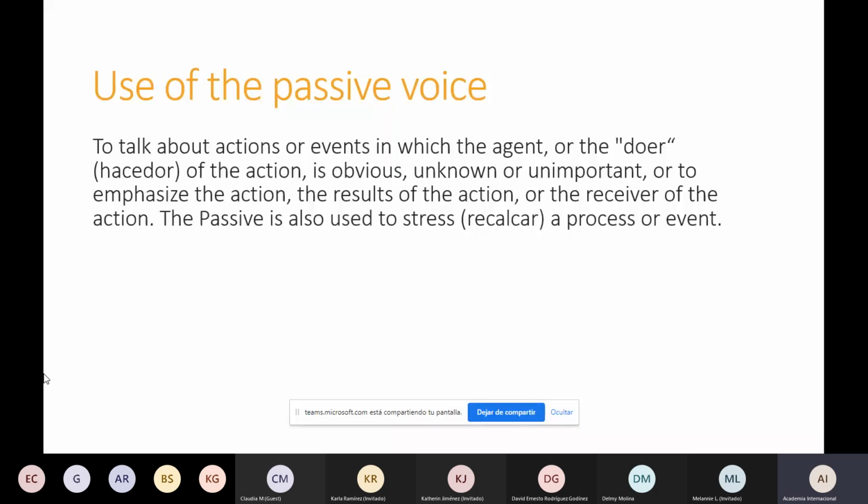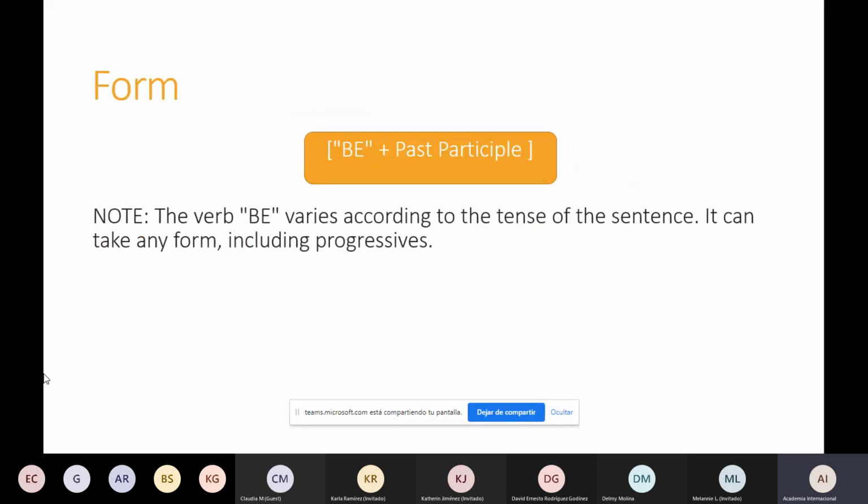Es más que todo para hacer mención de un proceso o de un evento, no exactamente quién es el que está ejecutando ese proceso o quién realizó ese evento. Okay, and this is the form. We use the verb be plus the past participle.